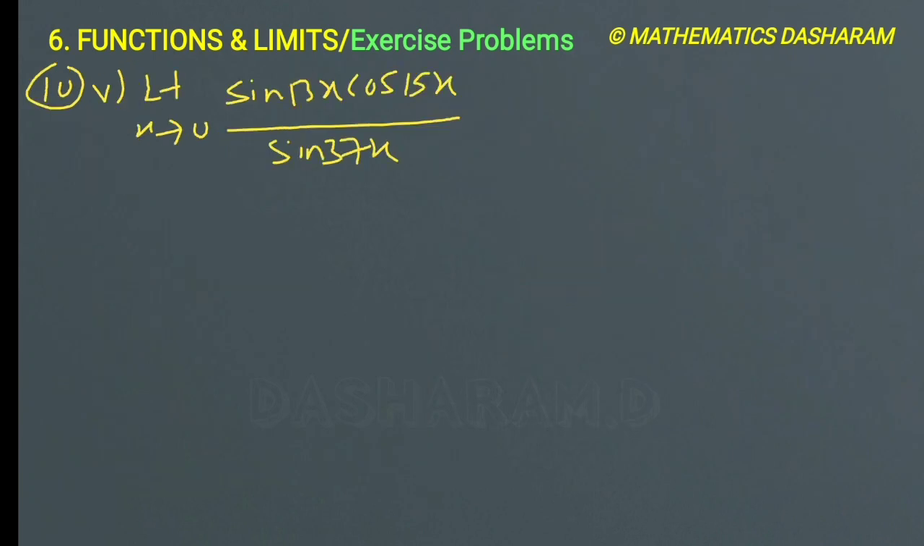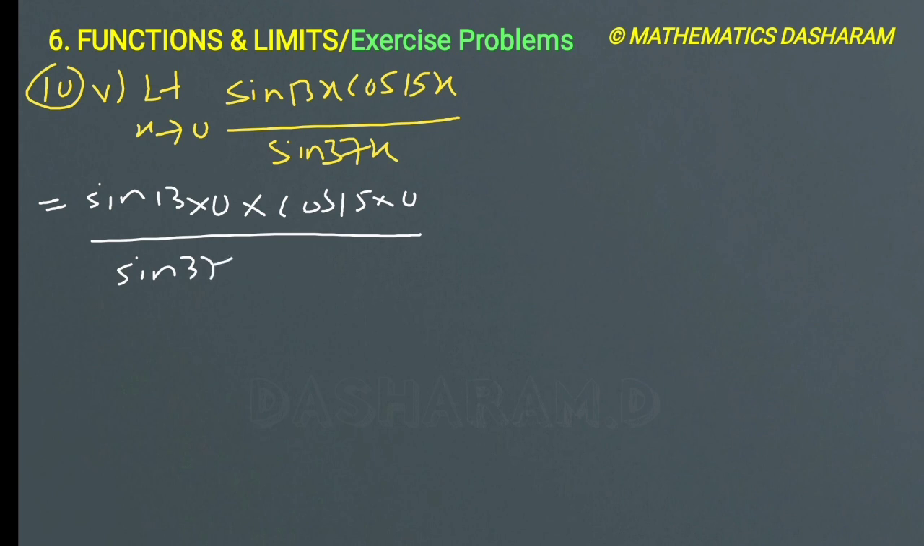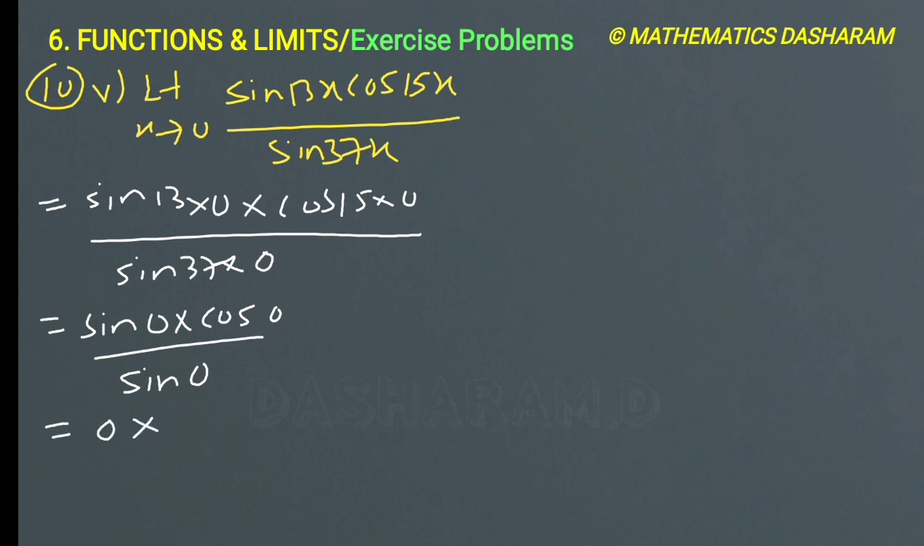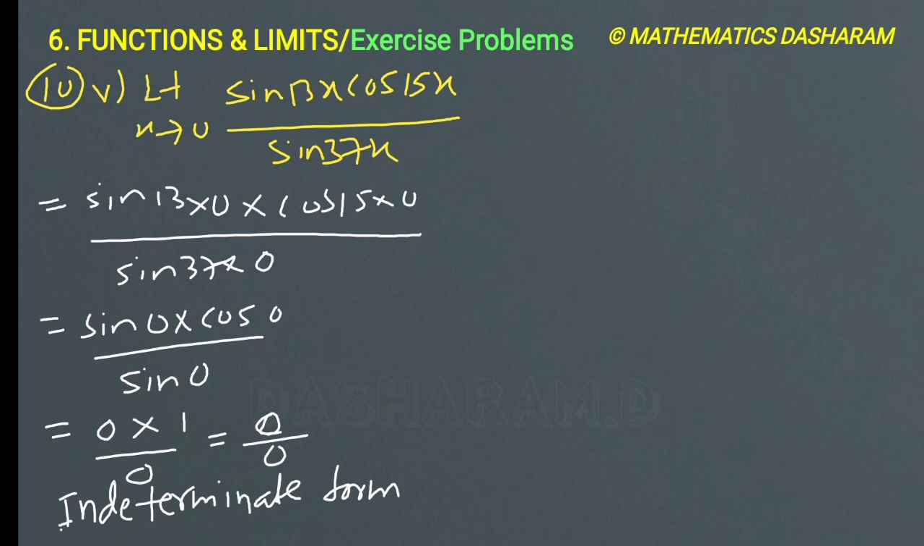Fifth bit, limit x tends to 0, sin 13x into cos 15x divided by sin 37x. First substitute x equals 0. So sin 13 into 0 into cos 15 into 0 divided by sin 37 into 0. So sin 13 into 0 is 0, cos 15 into 0 is 0, sin 37 into 0 is 0. Sin 0 is 0 and cos 0 is 1, divided by sin 0 is 0. It's overall 0 by 0, so it is indeterminate form. So then let's find the answer in another way.